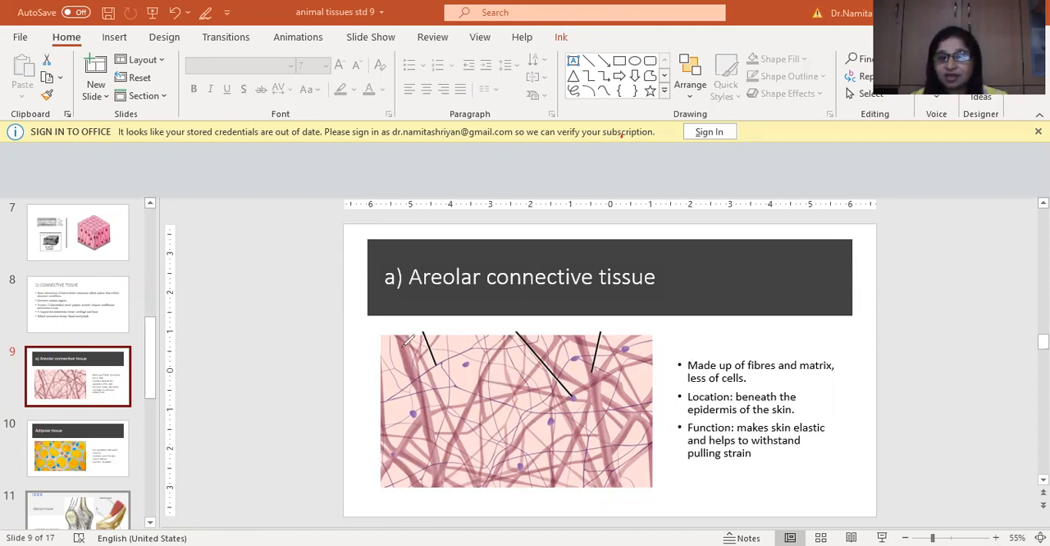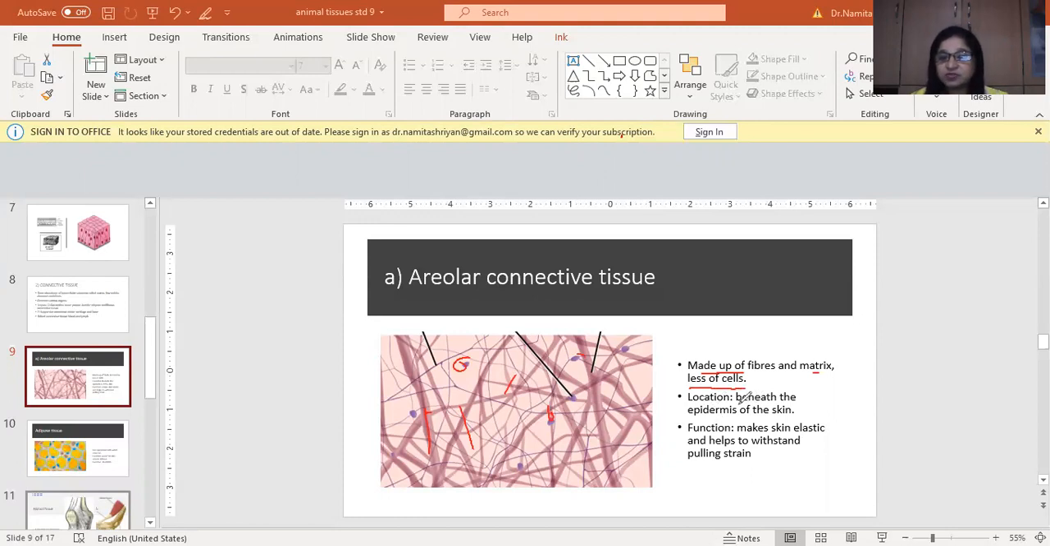Now you can see here, lots of fibers in between. The cellular elements are so few. Cells are very few, scattered here and there. So they are made up of fibers and the matrix. Matrix is this ground substance, which we call, and less of cells. Yes, this is typically a connective tissue.